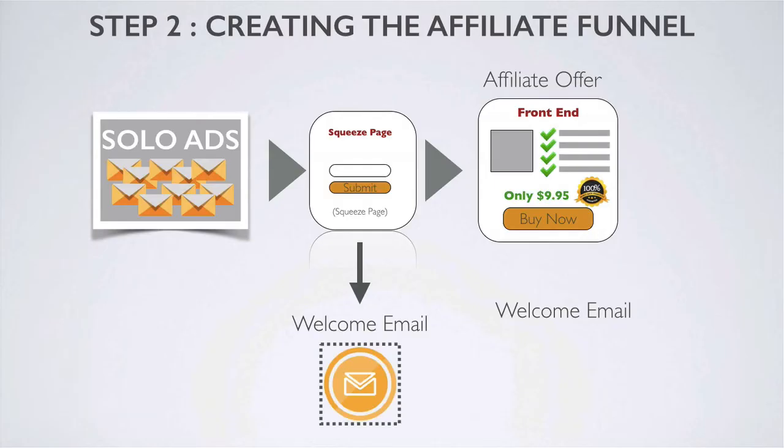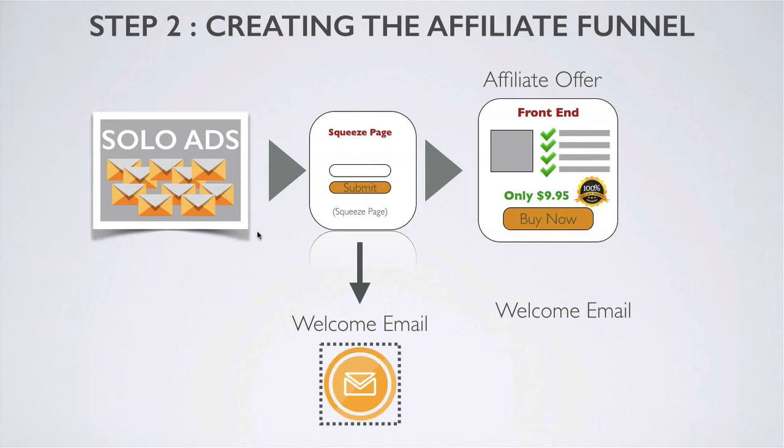So step number 2 is actually creating the affiliate funnel. To create the funnel is very simple. The only thing you need is actually the squeeze page. Now, for those of you who don't know, a squeeze page is basically a page that collects email. So you have a headline and some minor graphics, and then an email field with a submit button.